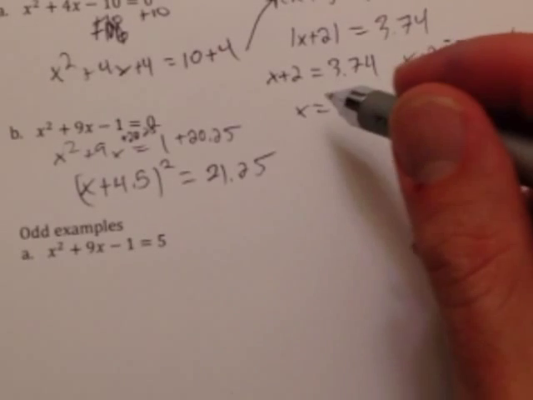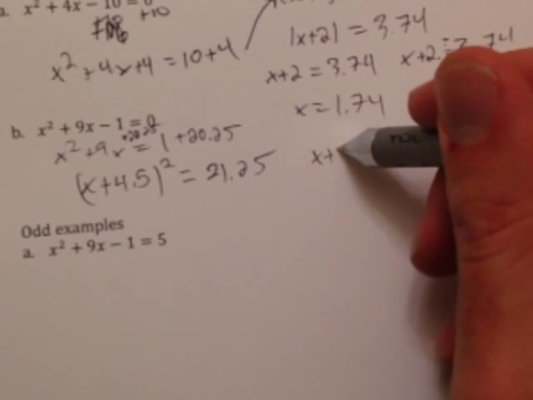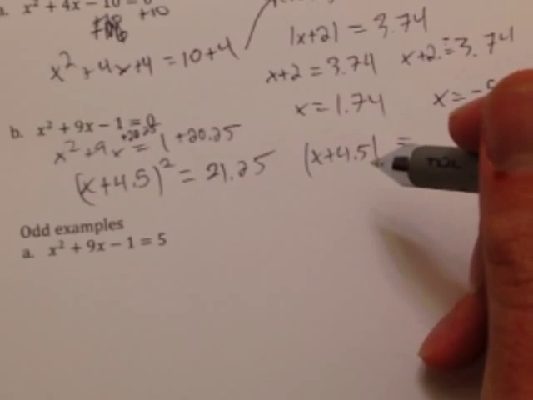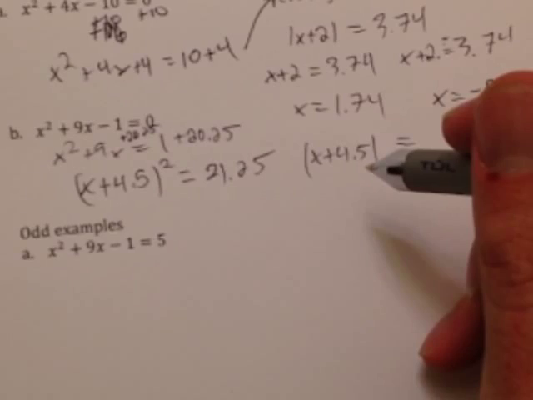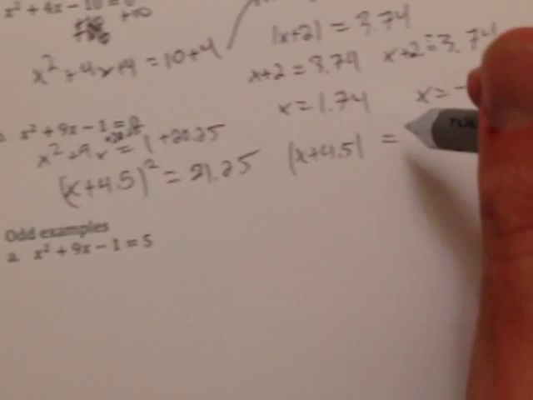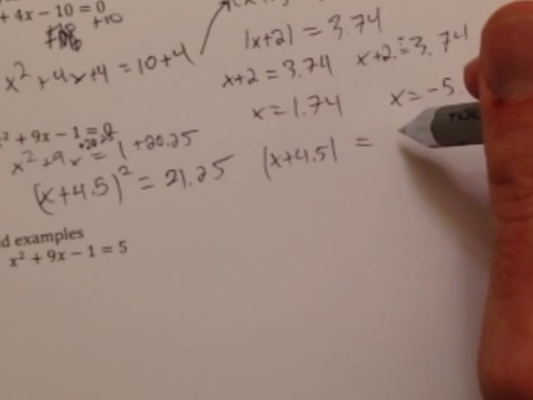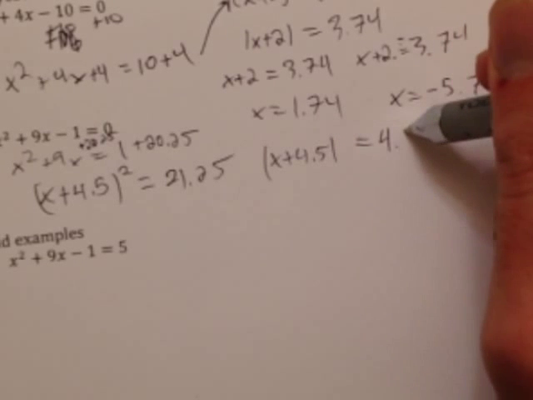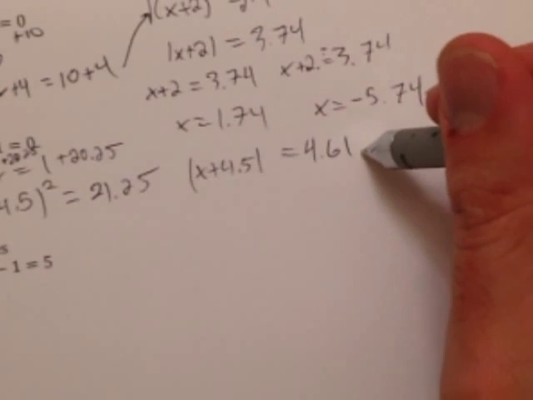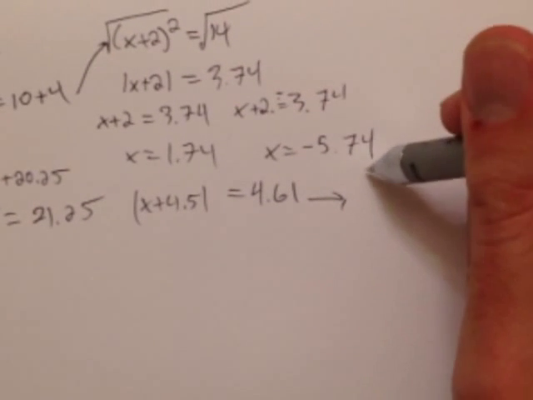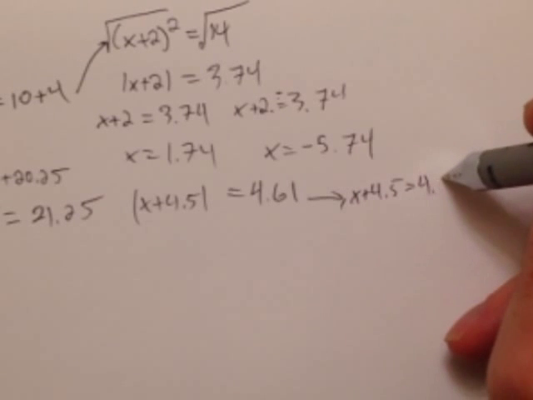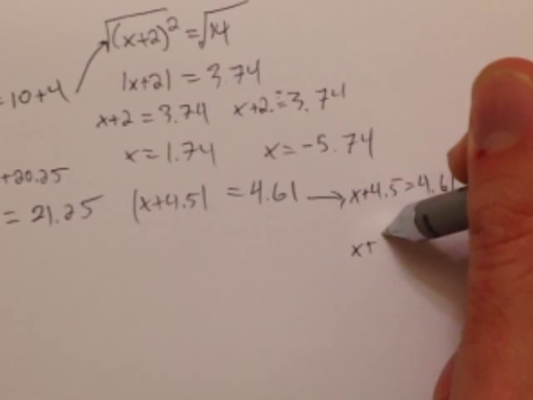Take the square root of both sides. We get x plus 4.5 in absolute value over here, and we get the square root of 21.25 on this side, which is not easy to figure out in your head. So I'm going to use a calculator. I get 4.61. Split it up into two equations. I just keep bringing my work over sideways because I really did not leave enough room. X plus 4.5 equals 4.61 and negative 4.61.